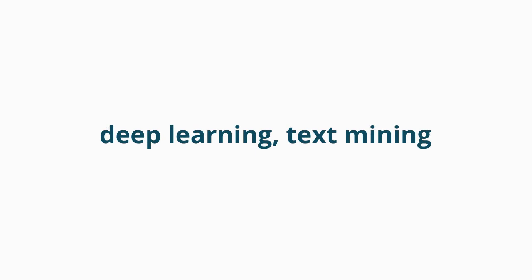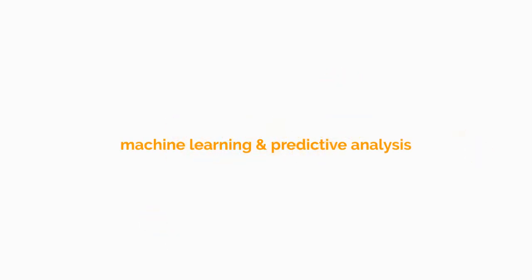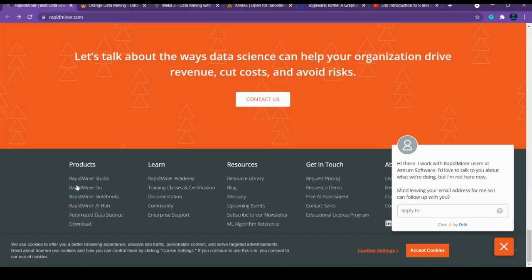The tool can be used for a vast range of applications, including business applications, commercial applications, training, research, education, machine learning, and application development. Here you can see that you have various types of products: RapidMiner Studio, RapidMiner Go, RapidMiner Notebooks, AI Hub, Automated Data Science. As a researcher and as a student, we'll be working with the general RapidMiner Studio.